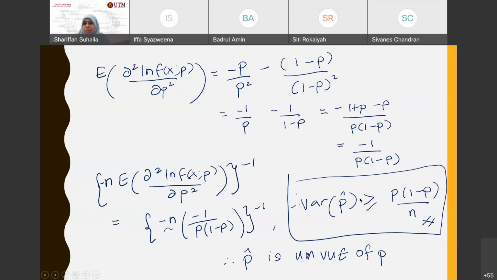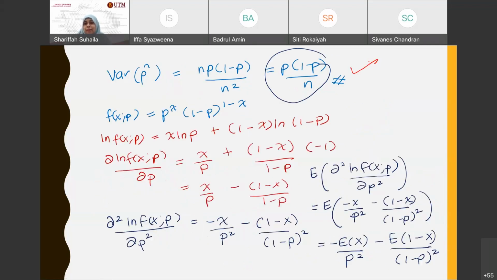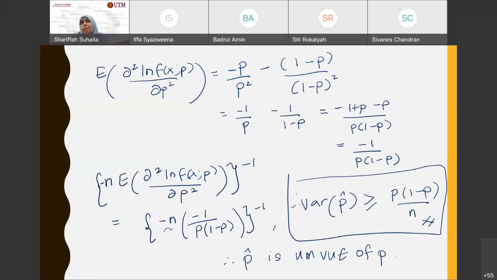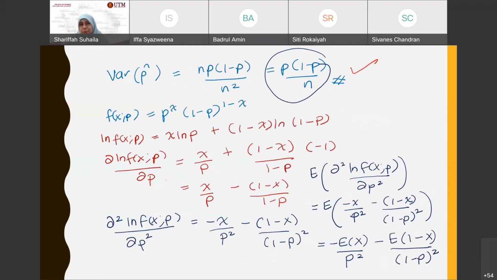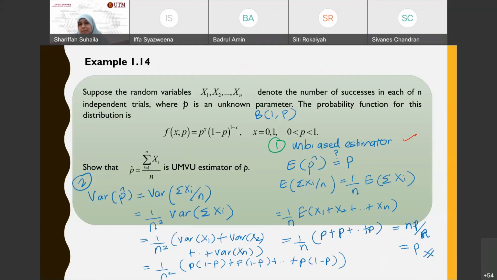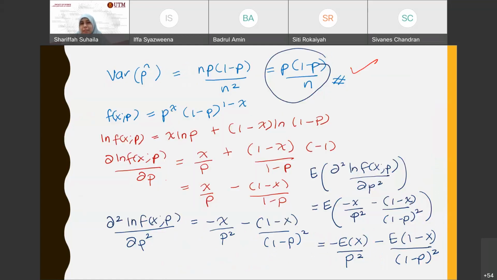So dalam case ni kita punya variance p hat yang kita dapat sebelum ni, okay, kaedah this one adalah sama dengan yang kita dapat daripada Cramer-Rao lower bound. So that means in this case you can conclude that your p hat is uniformly minimum variance unbiased estimator of p. Okay, itu dia punya prosedur dia. So maksudnya dalam solution kamu, you need to verify first unbiased estimator. Second, check what is your variance. Okay. The third one, use the formula, find your Cramer-Rao lower bound. Itu dia punya prosedur dia.